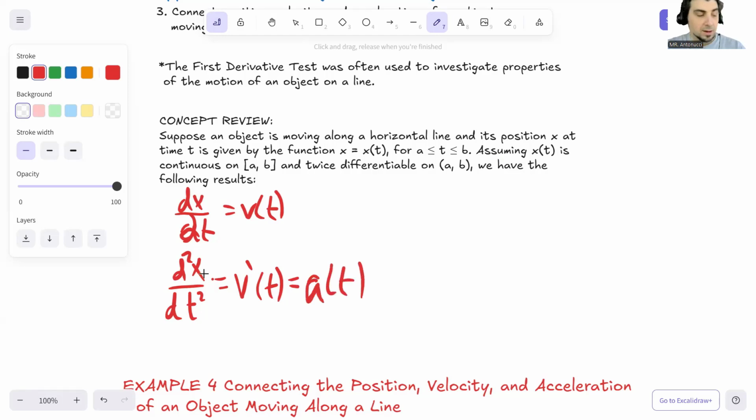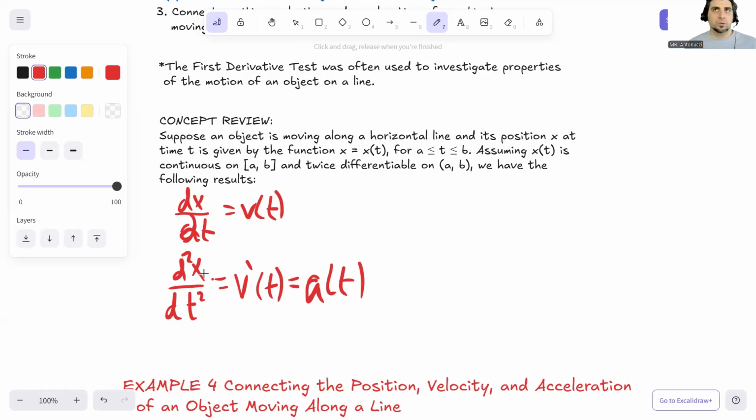Okay. Now, if the derivative of position is positive, that means velocity is positive, and the object is moving to the right. If the velocity is negative, then the object's moving to the left. If the acceleration is positive, then that means the velocity is increasing. And if the acceleration is negative, that means the velocity is decreasing.